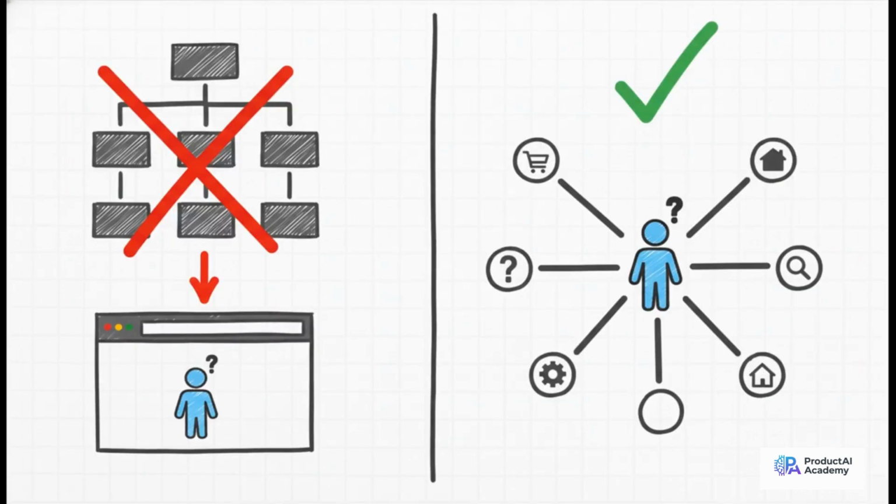Next, please never, ever design your navigation to mirror your company's org chart. Your customers do not care about your internal structure. They don't care about your departments. They have a problem that they desperately need to solve, and your website's only job is to show them the solution as quickly and easily as possible.